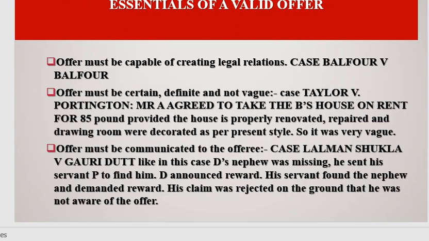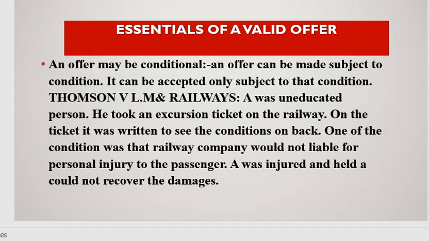An offer must be communicated to the offeree. If the offer is not communicated to the offeree, it is not a valid offer. The offeree must be aware of the offer. Lalman Shukla versus Gauri Datt: D's nephew was missing, he sent his servant P to find him. D announced a reward for it. His servant found the nephew, but he was not aware of the reward, so he demanded the reward. His claim was rejected on the ground that he was not aware of the offer. When you are making an offer, it should be communicated, and the offeree should be aware of the offer. If he is not aware, then it is not a valid offer.